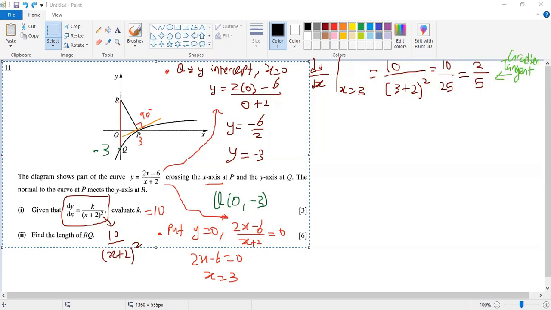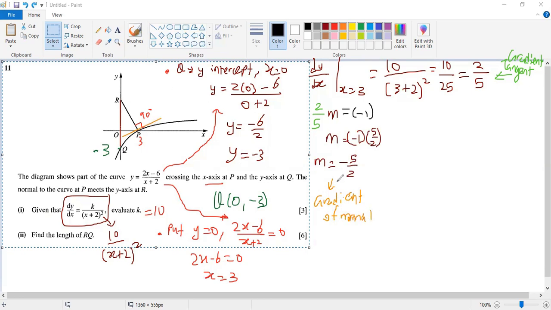So we need to remember that 2 over 5 multiplied by the gradient of the normal, let's say m, will be -1, because tangent and normal are perpendicular to each other. From which we can deduce that -1 times 5 over 2 becomes -5 over 2. So this is the gradient of the normal line that we're talking about. We found the gradient already.